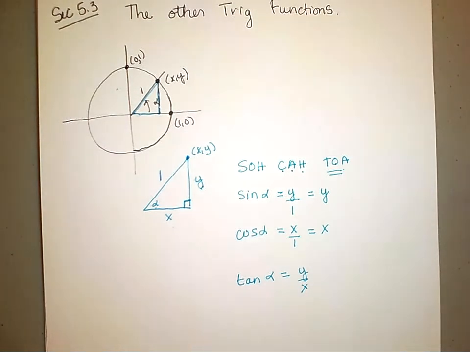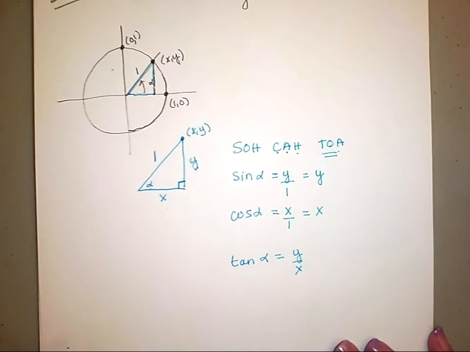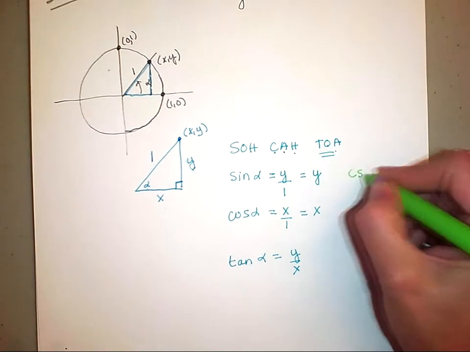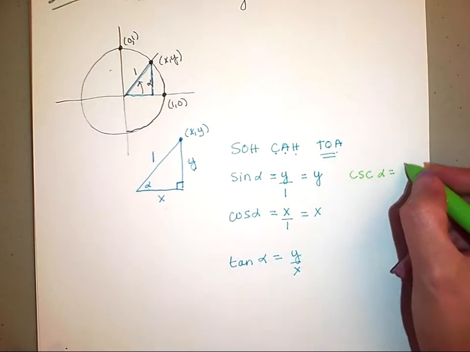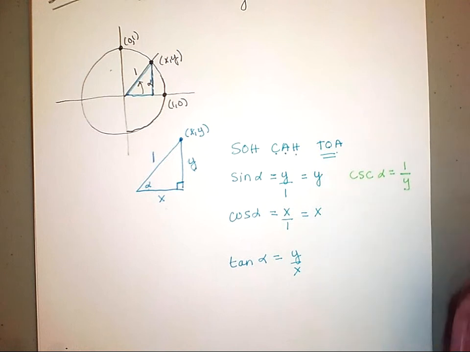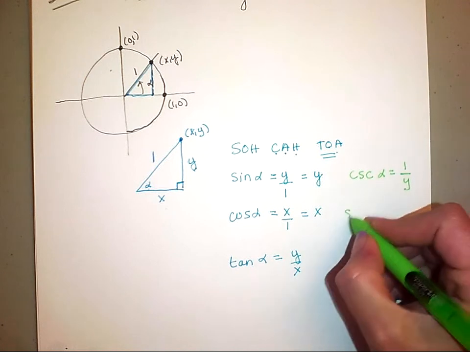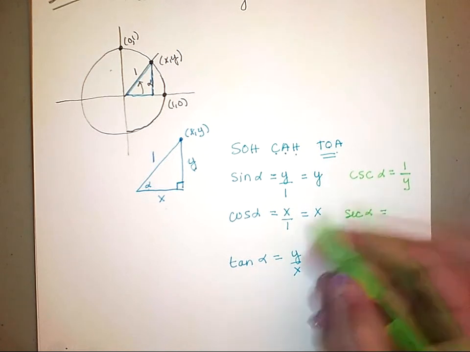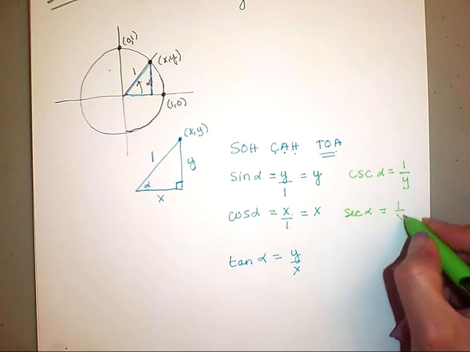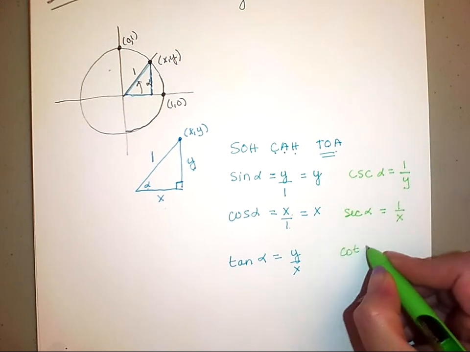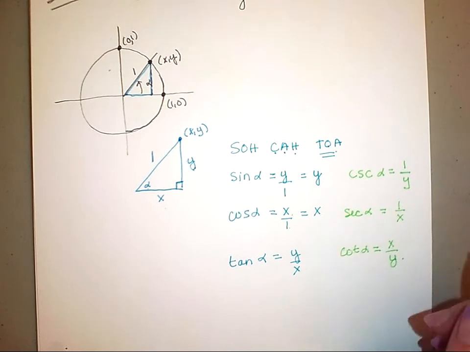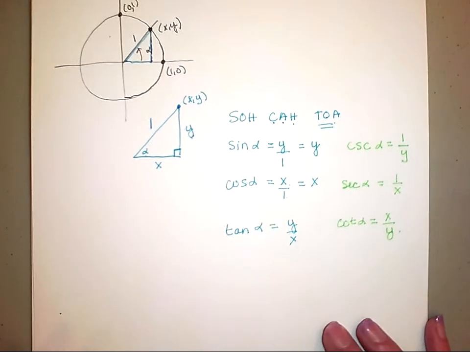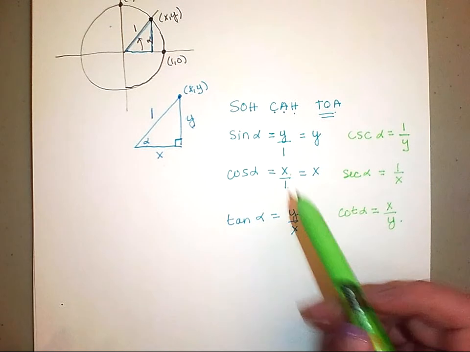Okay. Now there are also the reciprocal functions. These are known as the cosecant, which we abbreviate CSC, and it is the reciprocal of sine. So instead of y over 1, it's 1 over y. Then we also have the secant of alpha, which is the reciprocal, 1 over x. And the cotangent, which is the reciprocal, x over y. So these are just the names of the reciprocals.